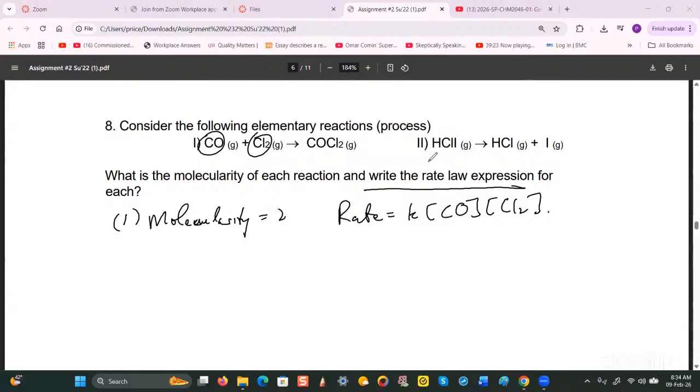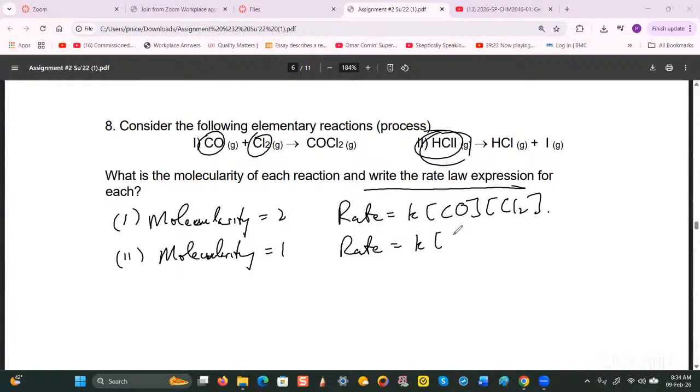Now, in the case of number 2, there's only one reactant here, so therefore the molecularity in this case is equal to 1. And the rate law in this case is equal to k times the concentration of the only reactant that is there, which is HCl. And that's it. All right. And that's basically how that is done. All right.